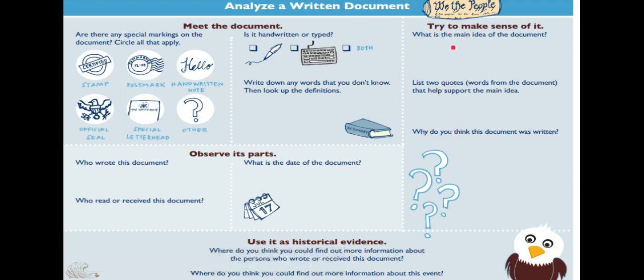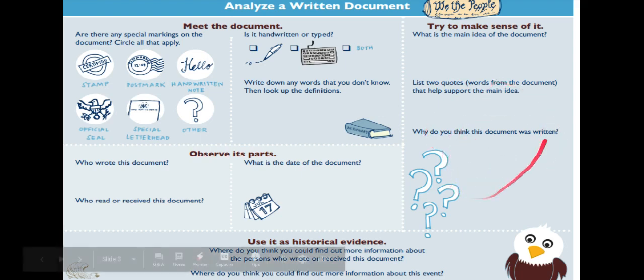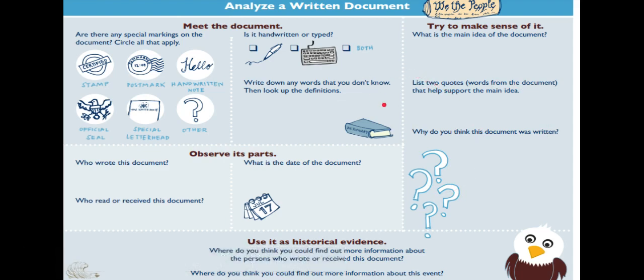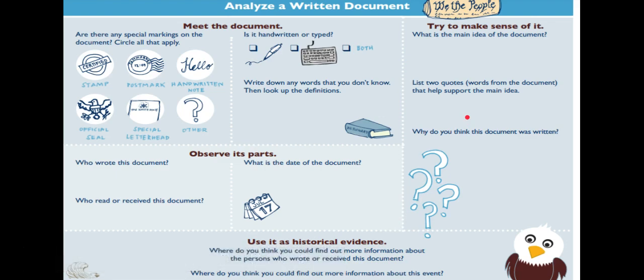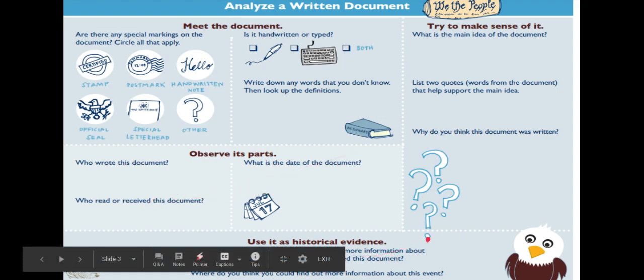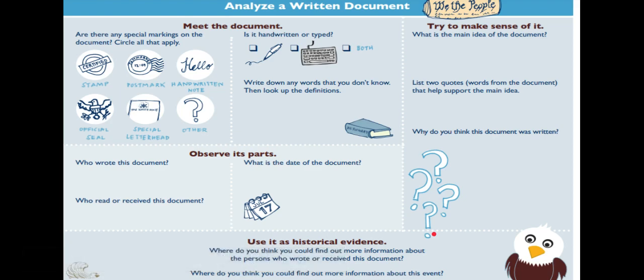What's the main idea of the document? Okay. List two words or quotes from the document that help support the main idea. Why do you think this document was written? Okay. Kind of making you think about what the document has and then using it as historical evidence. So you want to think of, where do you think you could find out more information about this document or the event that it's portraying?